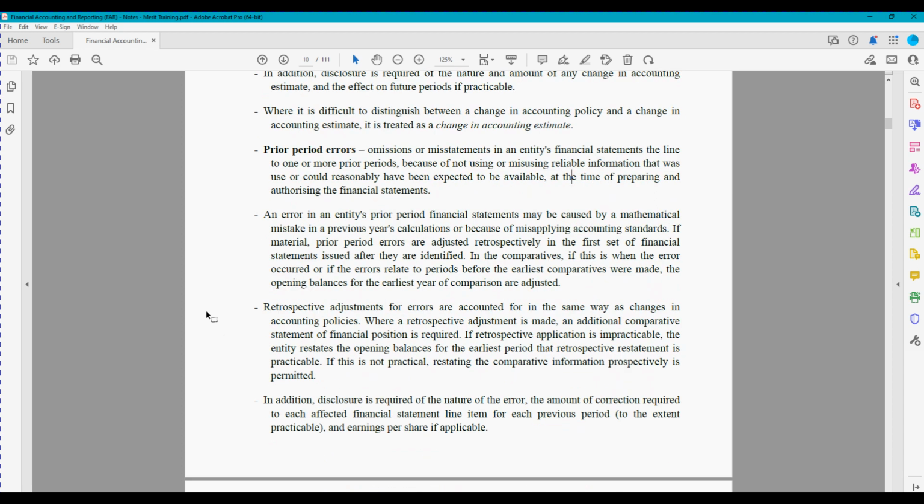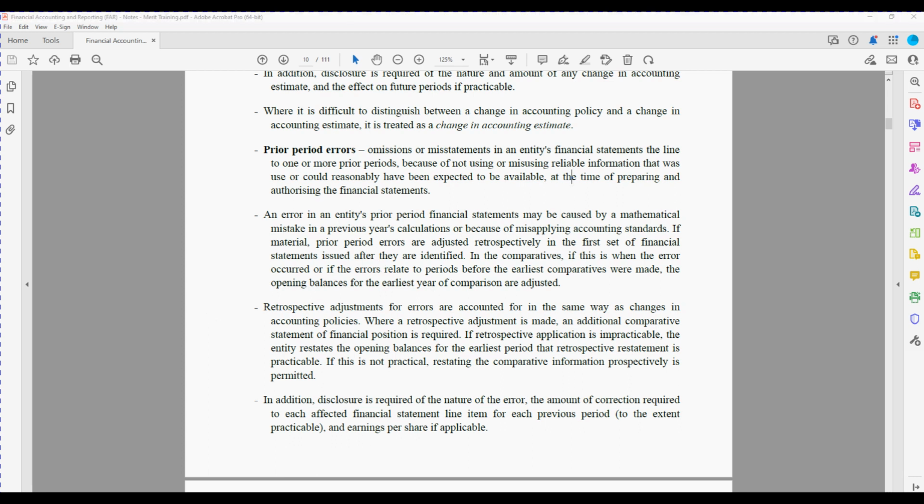So this could be for various reasons. It could be due to a mathematical mistake. It could be because of misapplying or misunderstanding the accounting standards. How we actually adjust for these depends on whether the issue is material or not. If it's material, prior periods are adjusted retrospectively in the first set of financial statements issued after they're identified. In the comparatives, if this is when the error occurred, the opening balances of the earliest year of comparisons are adjusted.